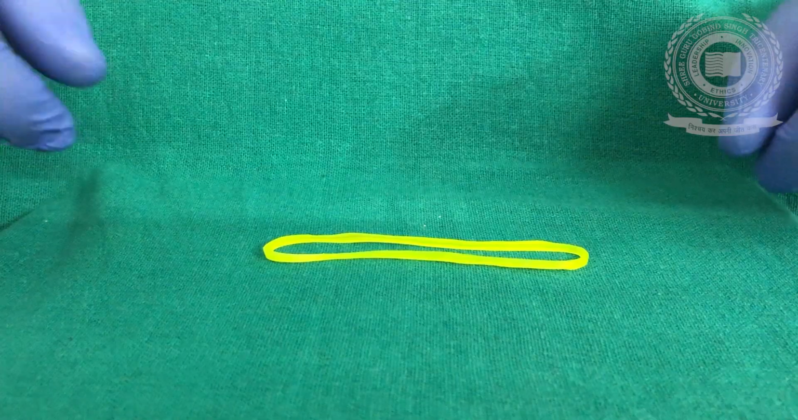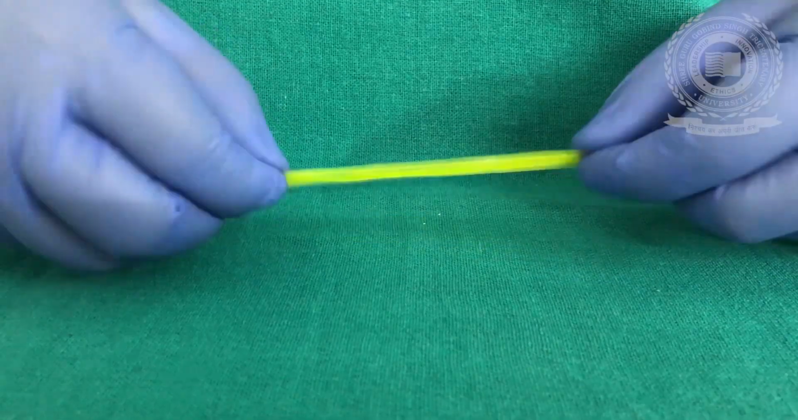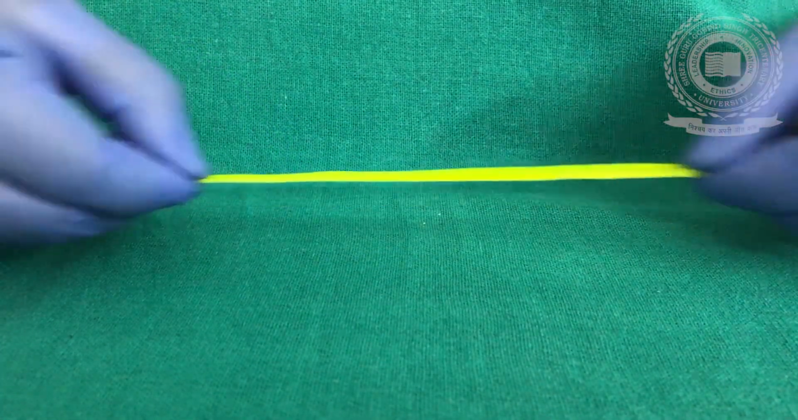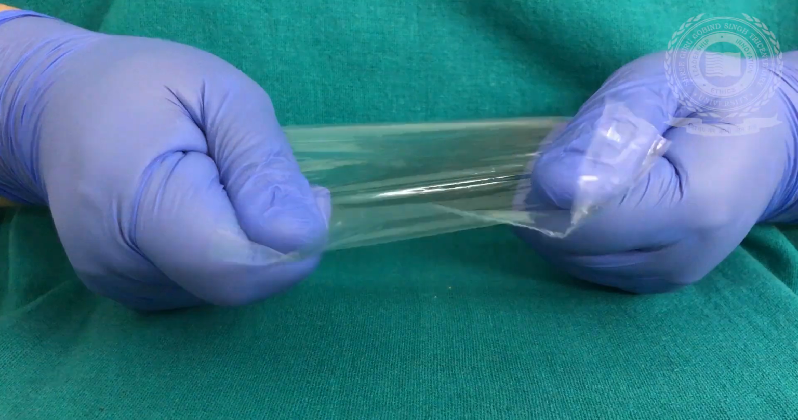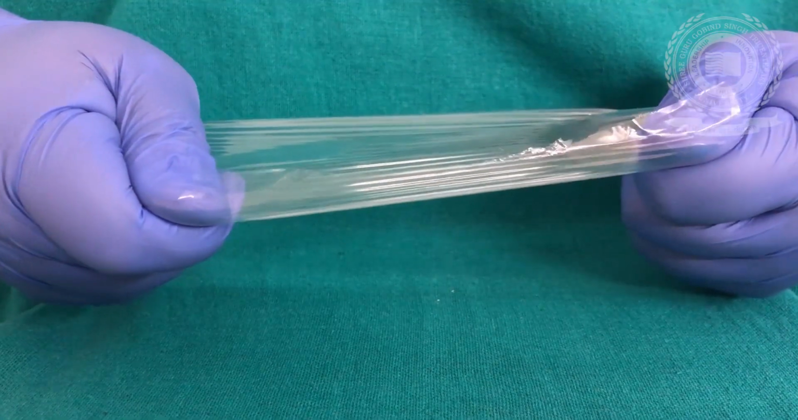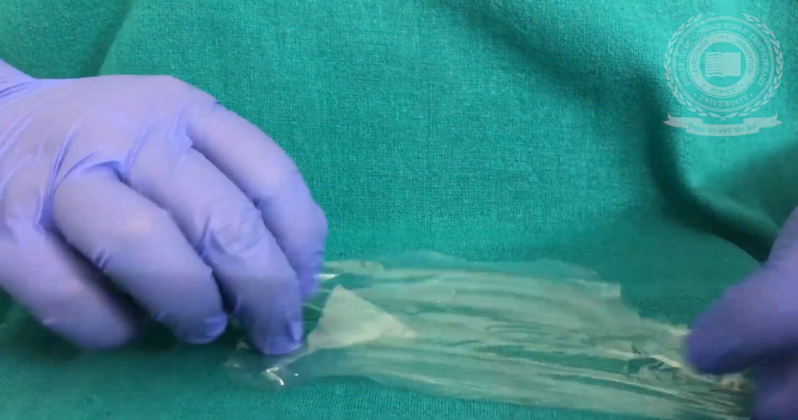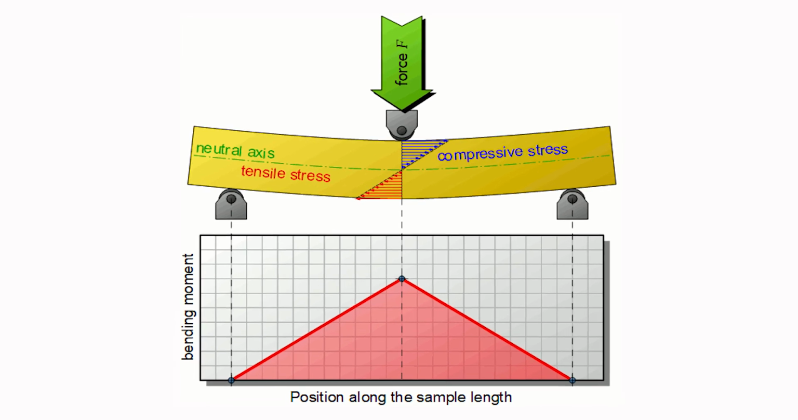The strain may be recoverable, that is, the material will return to its original length after removal of the applied force, like in case of this elastic band. This is called elastic strain. Or the material may remain deformed, like in the case of this plastic sheet. This is called plastic strain. Each type of stress is capable of producing a corresponding deformation in the body.